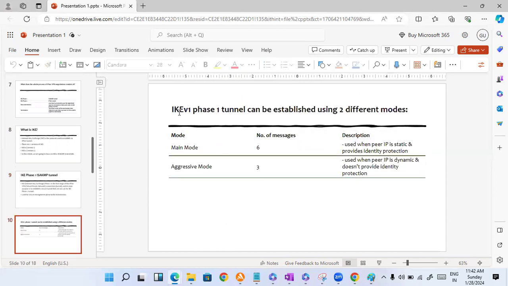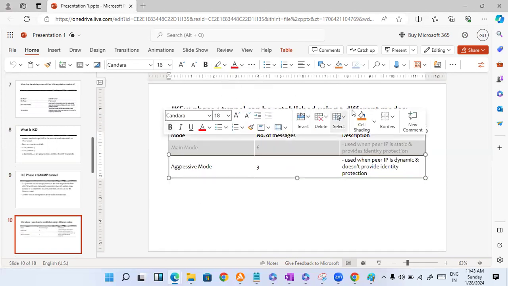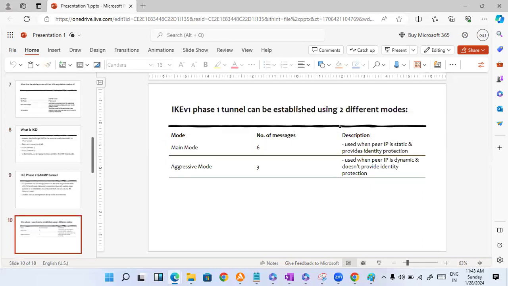I told you about IKEv1. If you have any interview for a network security profile, this is a very crucial term and a good thing to know, because a VPN tunnel has phase one. When the phase one tunnel is formed, it has two modes that exchange messages for parameter exchange, key negotiation, authentication and payload transmission.